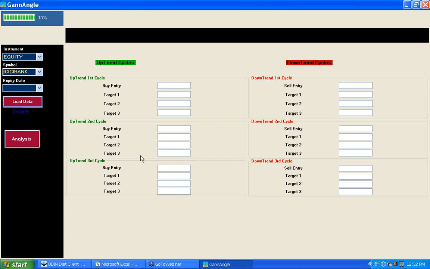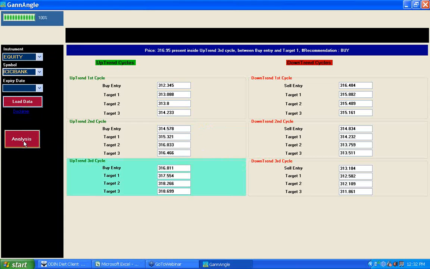Once data is loaded, it will intimate you that data loaded successfully, and you have to hit the Analyze button. Once you hit Analyze, it will tell you which cycle the price is currently in. It has taken a reference price of 316 rupees and 95 paisa, and it is saying that it is present in uptrend cycle 3, between buy entry and target 1.